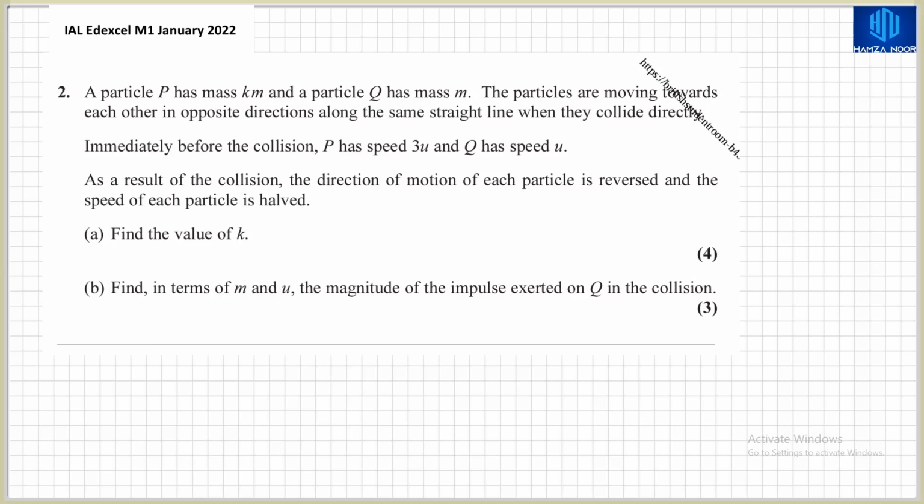This is Hamza Noor, and in this video, I'm going to answer question number 2 of International A-Level Edexcel M1 January 2022 paper. It says that a particle P has mass km and a particle Q has mass m kg. The particles are moving towards each other in opposite directions along the same straight line when they collide directly. Immediately before the collision, P has speed 3u and Q has speed u meters per second.